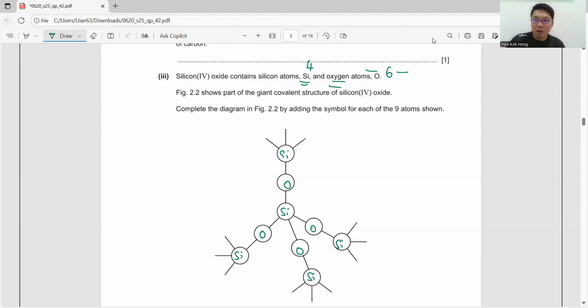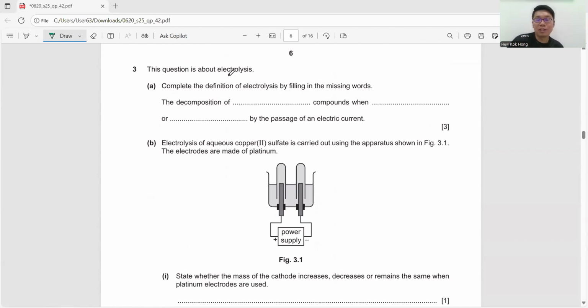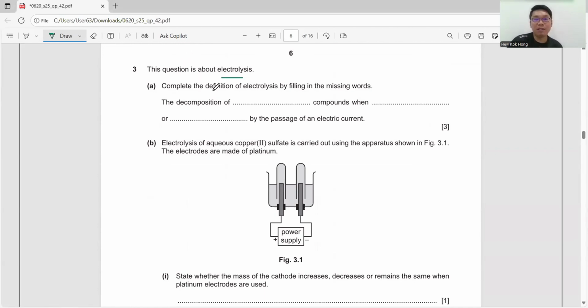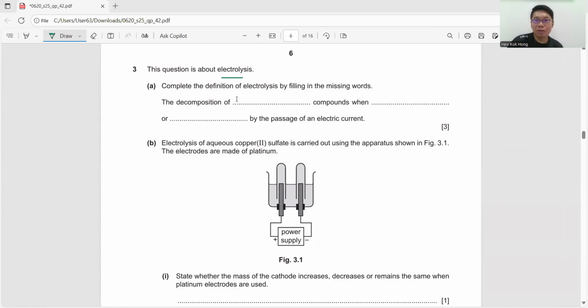Just like that. Question 3, the question is about electrolysis. Complete the definition of electrolysis by filling in the missing words. Electrolysis is the decomposition of an ionic compound. If it's not ionic, if it's covalent, then it's impossible, when molten or in aqueous solution.